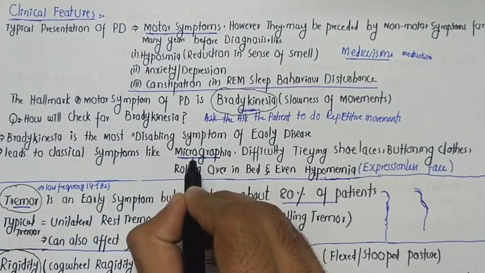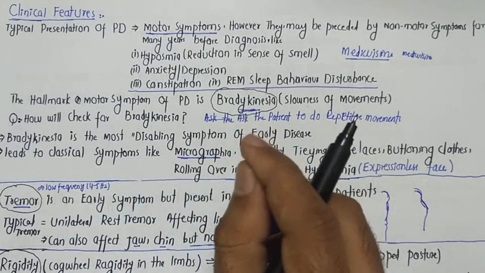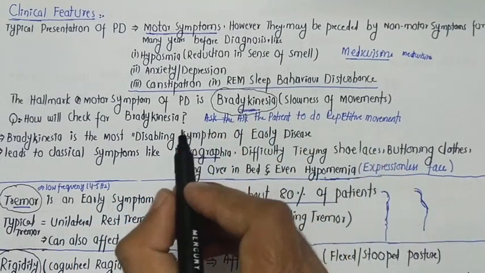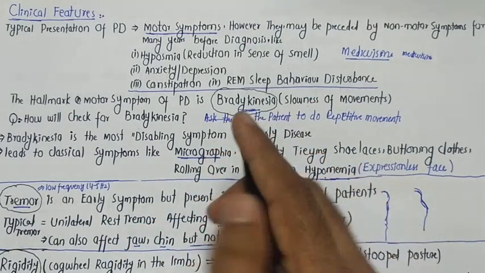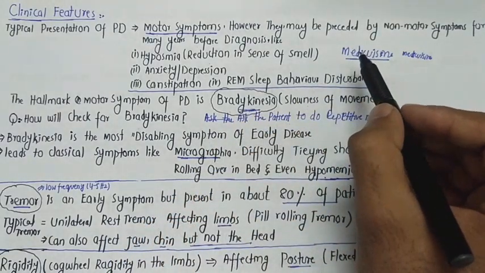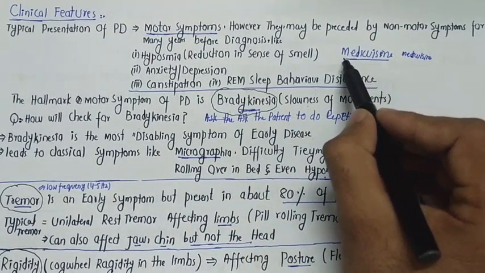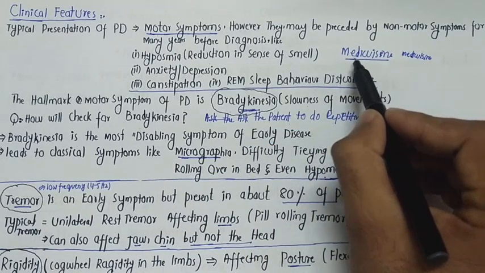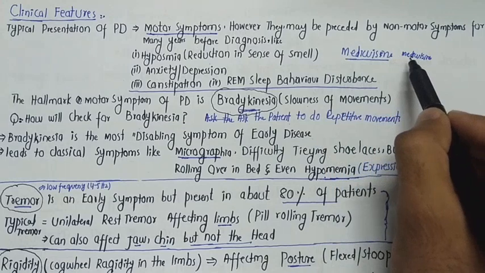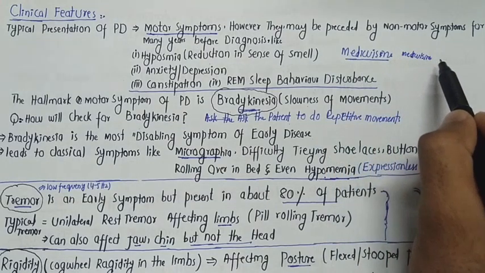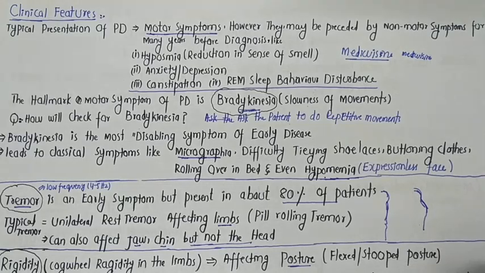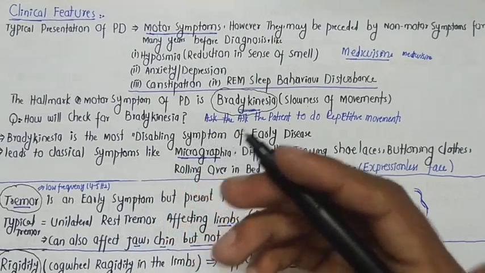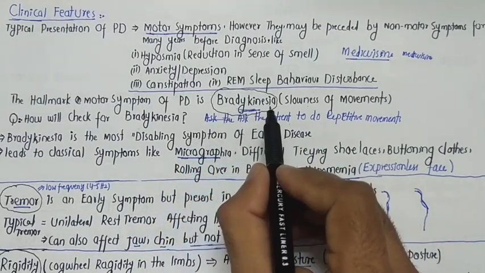The handwriting becomes very, very small letters. The patient tends to write very small letters, which is called micrographia. Like, you ask the patient to write Medicuisine, instead of writing like this, which is normal, he will write Medicuisine like this. So micrographia is also a feature of Parkinson's disease, which is actually due to bradykinesia.